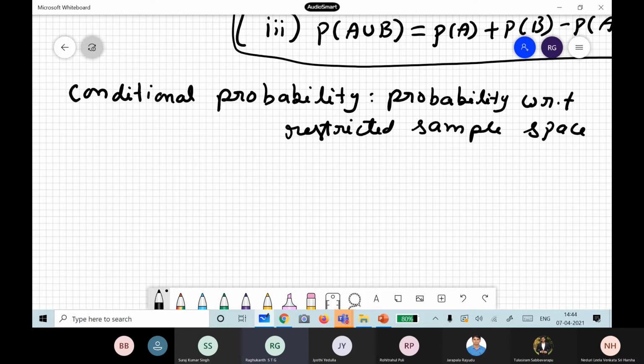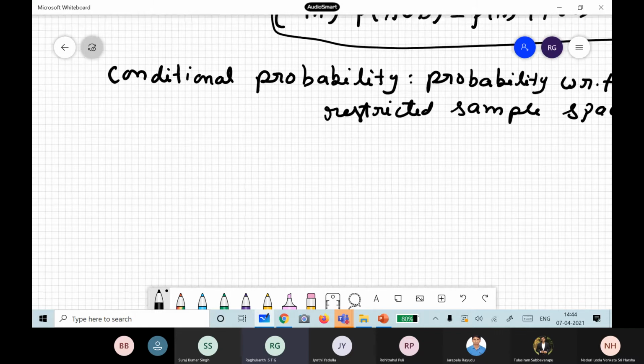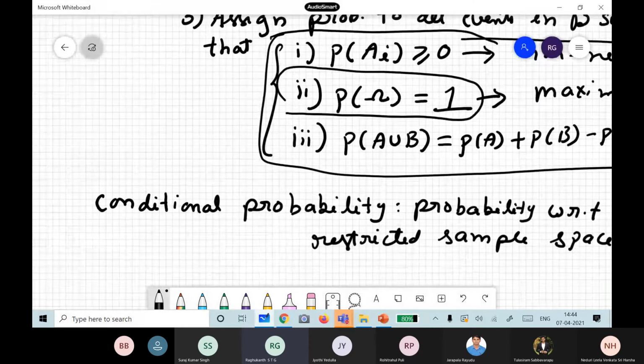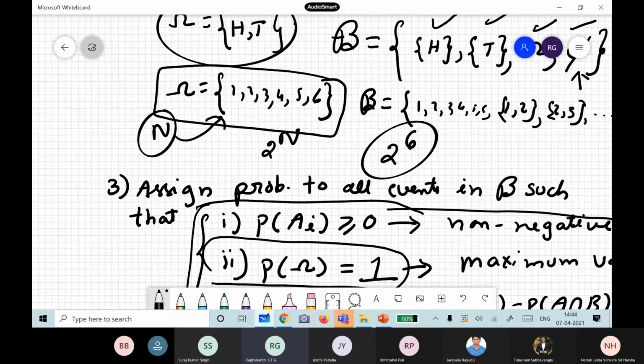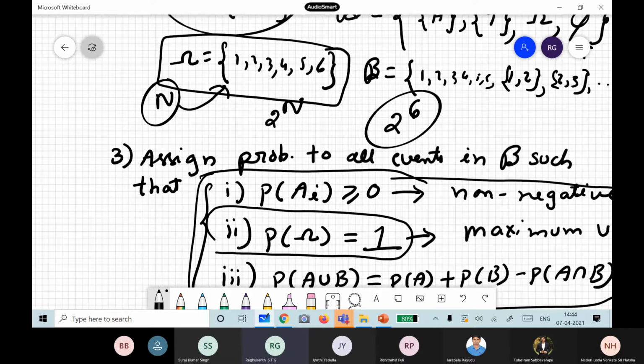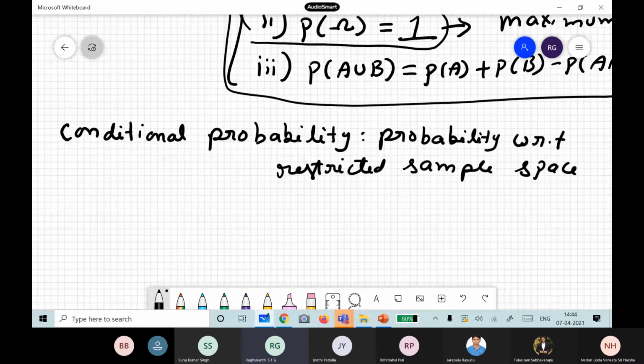You followed. So you are restricting the sample space to this one. Say for a die throwing problem, what is the sample space? 1, 2, 3, 4, 5, 6. Now if I say the probability of getting 2 and my sample space is only even, then what happens to my sample space? 2, 4, 6.